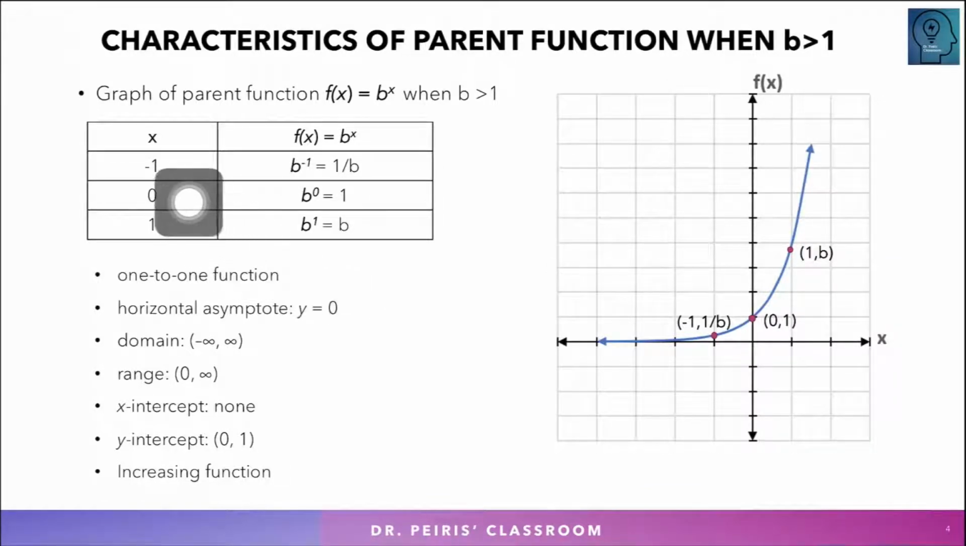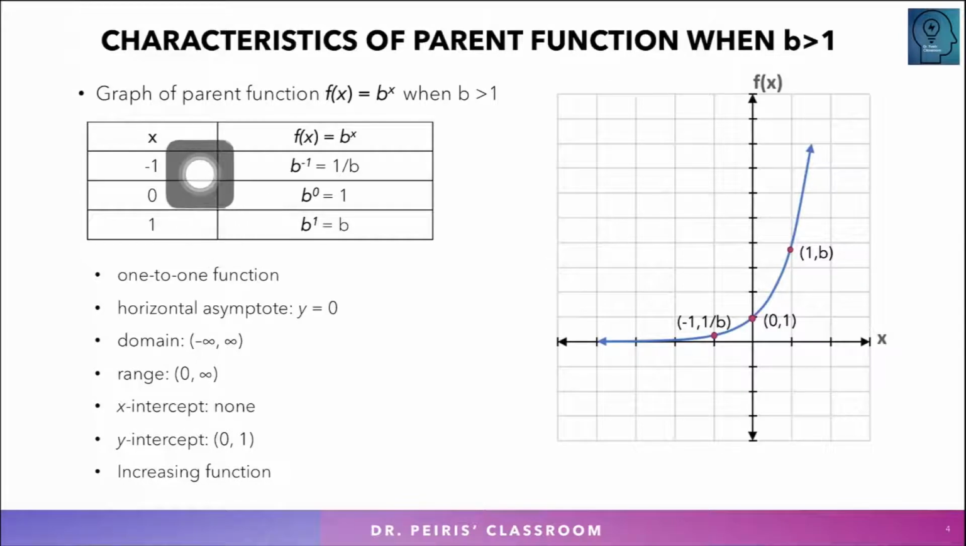And the next one, x is equal to 0. So b raised to the 0th power. We know that any number raised to the 0th power is equal to 1, so b to the 0 is equal to 1. Then x equals 1. We substitute here, and b raised to the 1 is equal to b. Now we have at least 3 points, so we can make a graph.